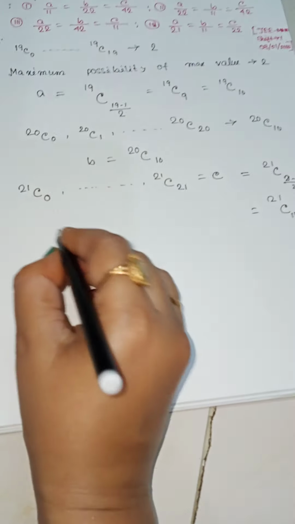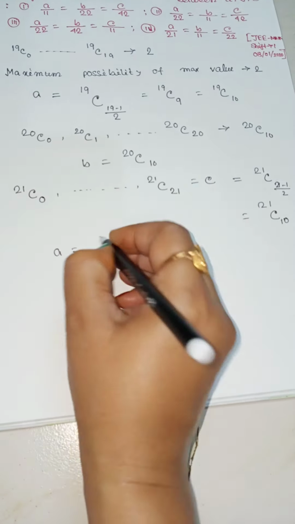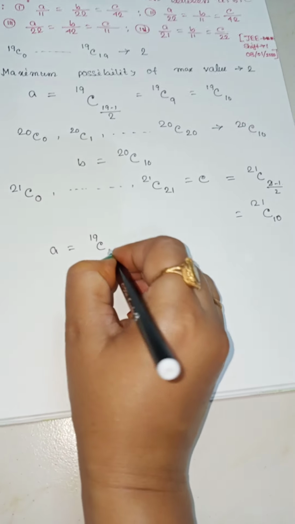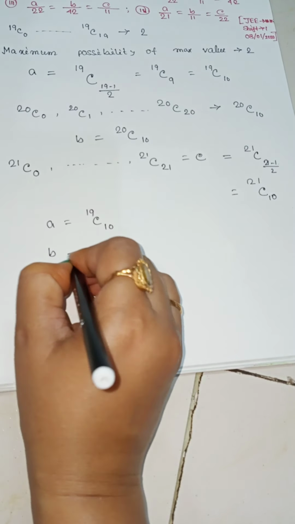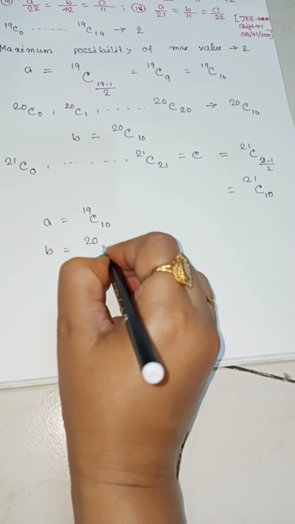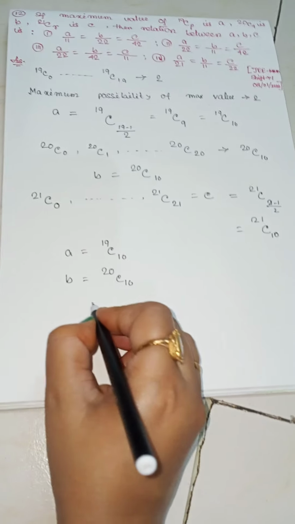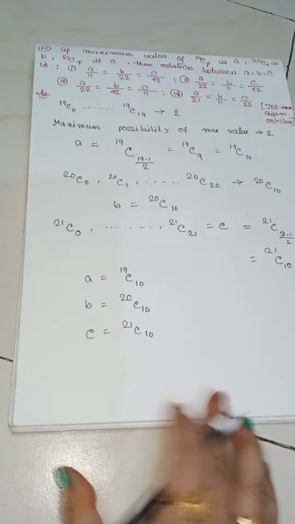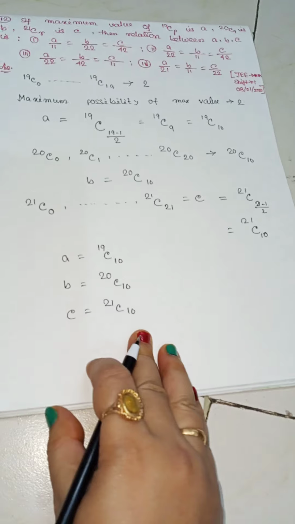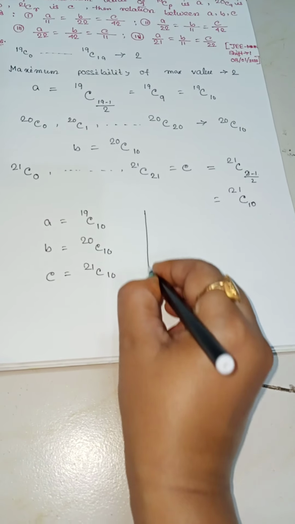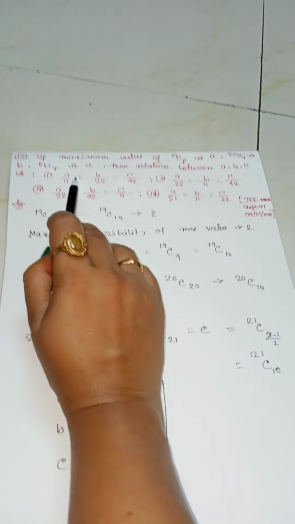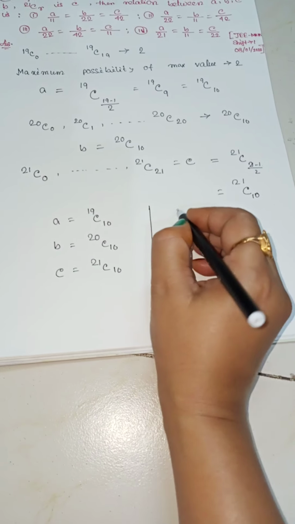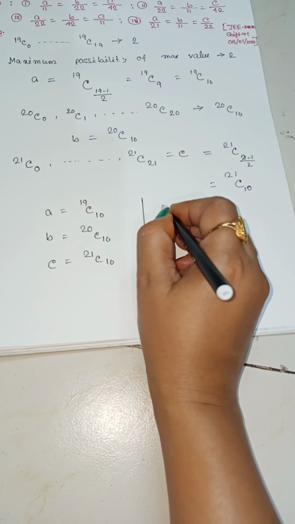So here A is equal to 19C10, B is equal to 20C10, and C is equal to 21C10. That is already solved. According to the answer options provided, I synchronize this in this way.